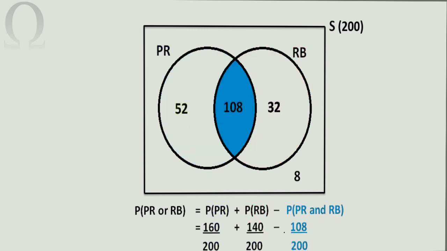We can of course also simply add up all the elements contained within the sets. So, the probability of a teenager liking either type of music therefore equals 52 plus 108 plus 32, all over 200, which equals 192 over 200.